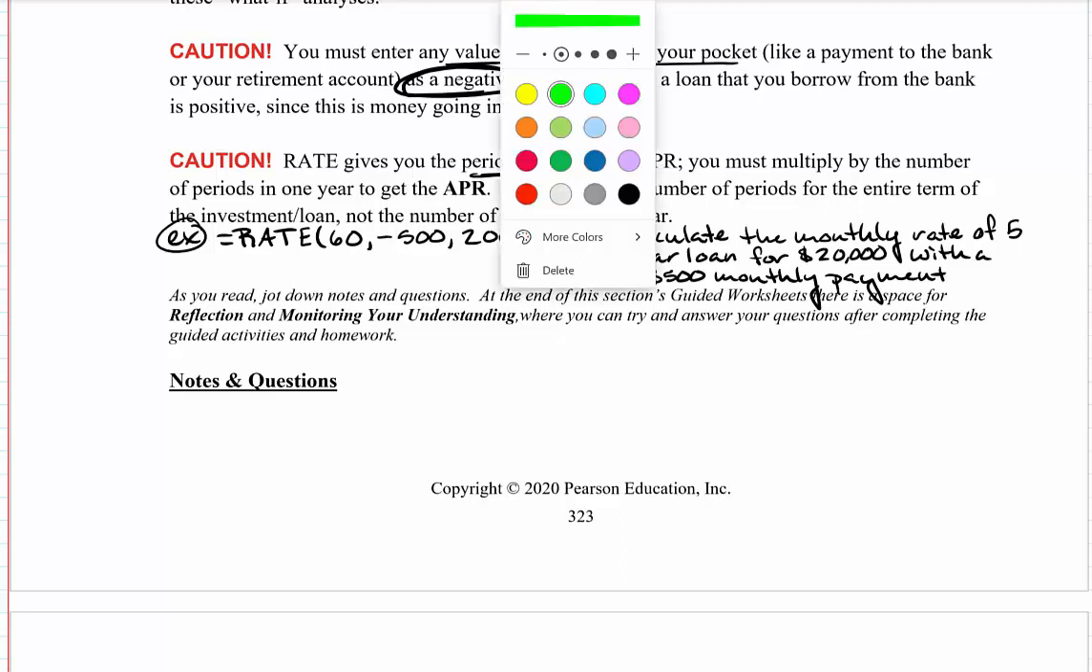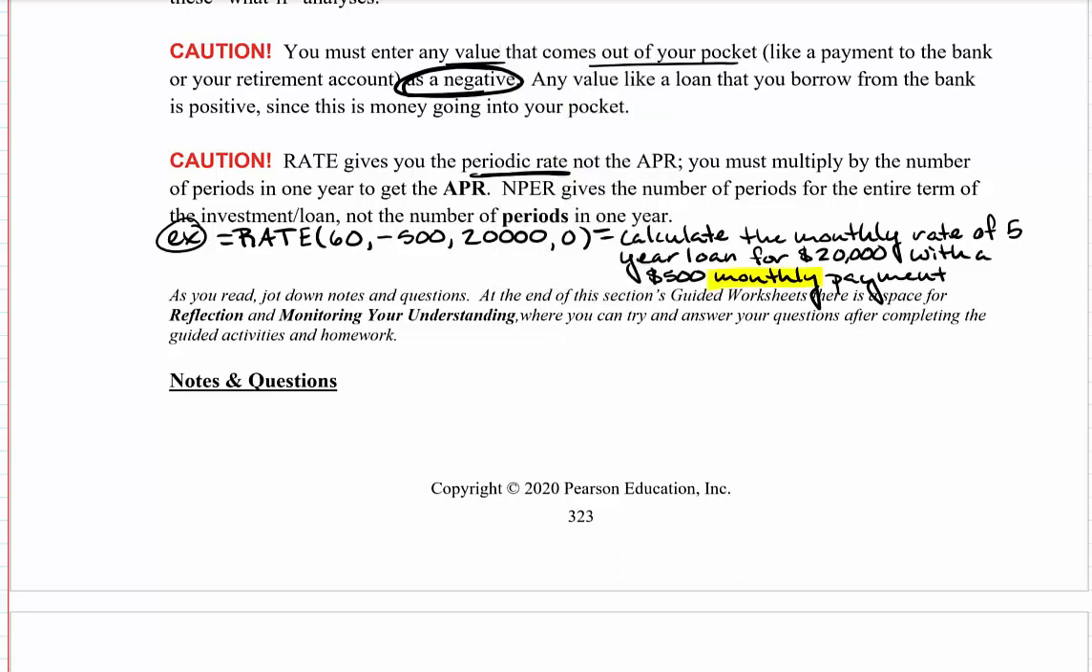But again, it's a monthly payment. It's the monthly rate. If you want the APR, you would have to take that and multiply by 12, because there are 12 months in a year, to get the APR, the annual percentage rate. So watch out for that.